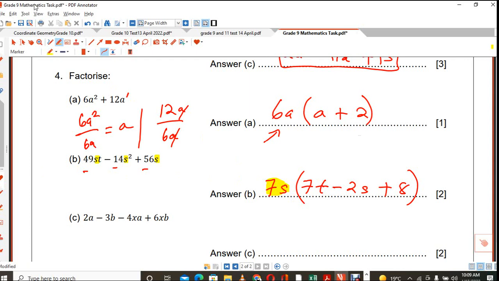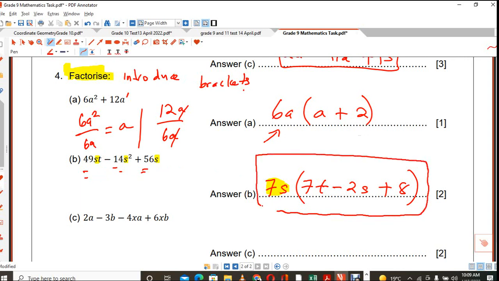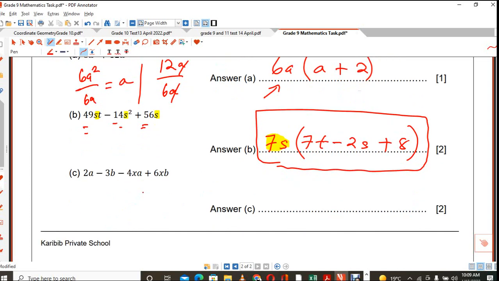And the way you check, when the question says factorize, it means please introduce brackets. You see, it's like 1, 2, 3 terms. Now it's just 1 term. Can you see that? Factorization is the reverse of multiplication or expansion. This one is not so easy.